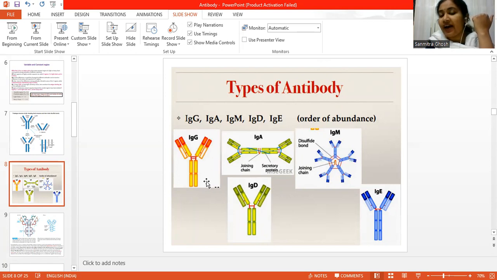In the case of IgG, we have a monomer. IgD and IgE are also monomers. But IgA, as you can see, is present in the form of a dimer. And IgM has five antibodies linked together to give a pentameric structure. IgG is the most abundant type of antibody in our body, followed by IgA, IgM, IgD, and the least abundant, or sometimes not at all present in a particular individual, is the IgE antibody.